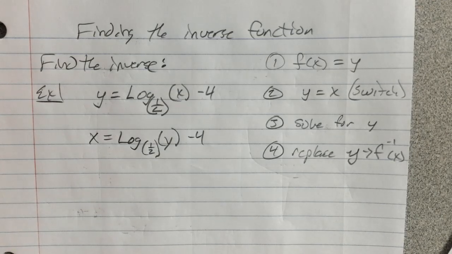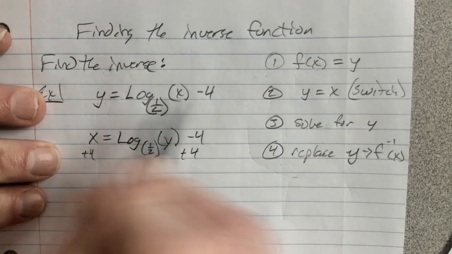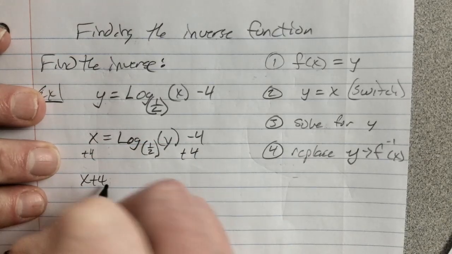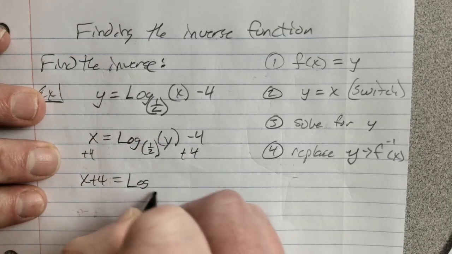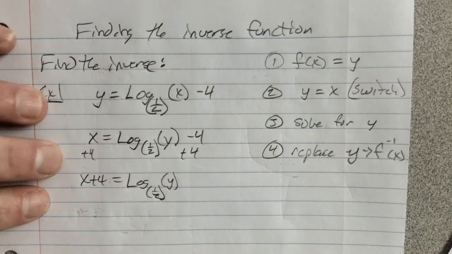How are we going to solve this for y? What's the first thing we're going to do? Add 4. We want to isolate that logarithm. Yeah, that's what we learned yesterday. So I get x plus 4 equals log base 1/2 of y.